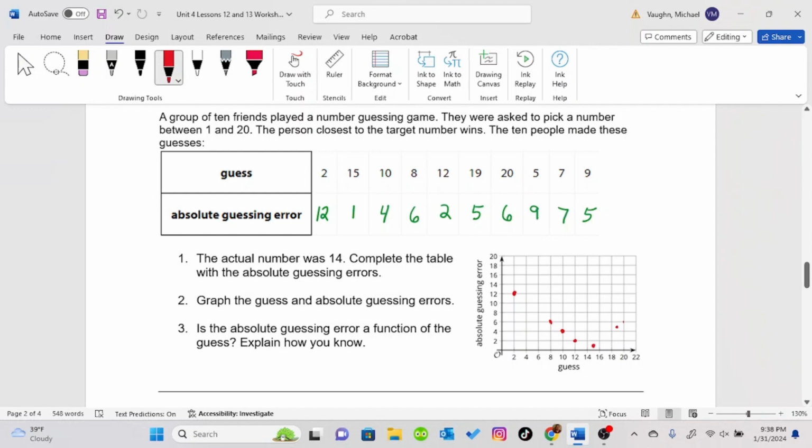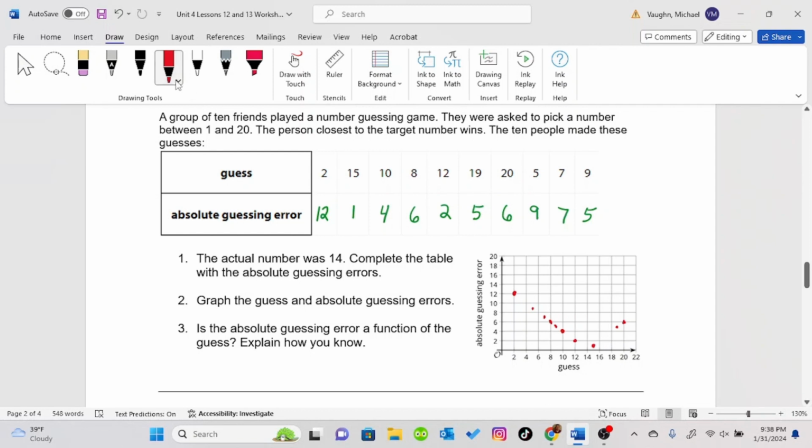20, 6, 5, 9, 7, 7, and 9, 5. So this is what the graph of the guess errors looks like.